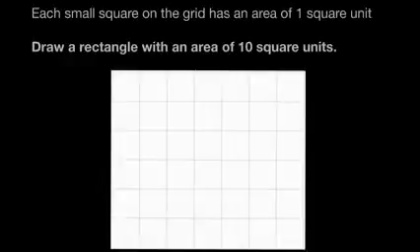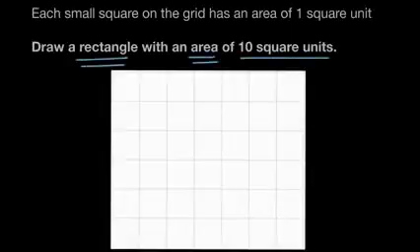Each small square on the grid has an area of 1 square unit. So each of these small squares is 1 square unit. This square is 1 square unit, and this square is 1 square unit, and so on. And now we're asked to draw a rectangle with an area of 10 square units.